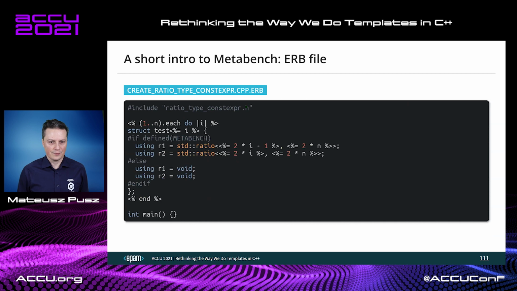You provide some definitions. You provide some things to be tested. And if defined METABENCH, this is something that's being tested. Else, you provide a branch that is being used as a reference to find out what's the base of this compilation. So you are looking for a difference, not just how long it takes to compile. And you have the Ruby way of generating stuff. Provide a loop, provide the name in the structure so it doesn't collide, we do not break the one definition rule, and then we are done.